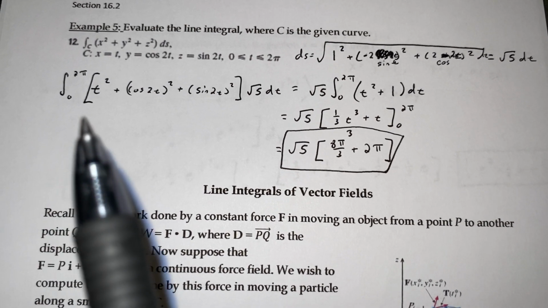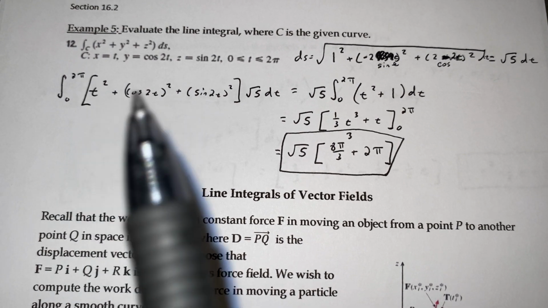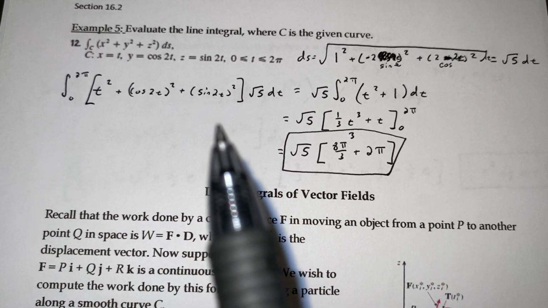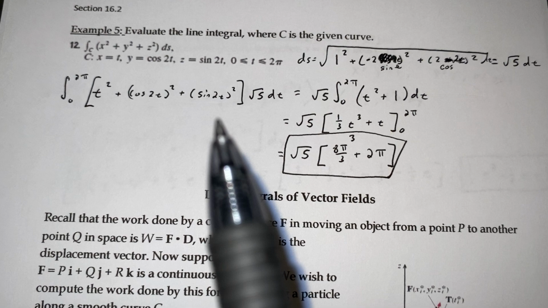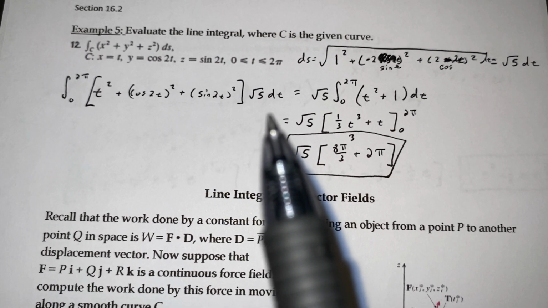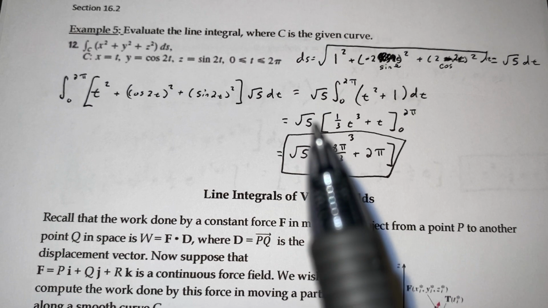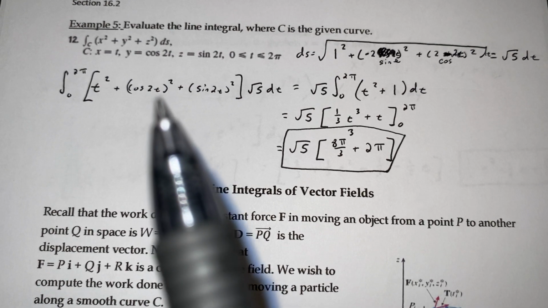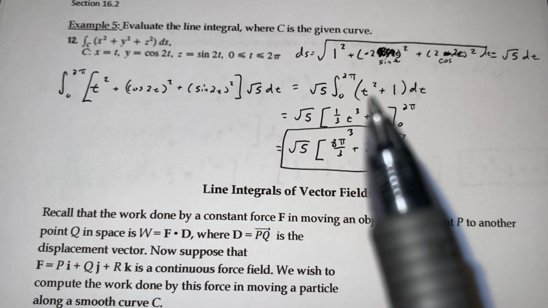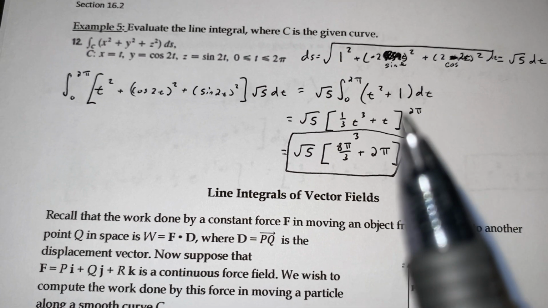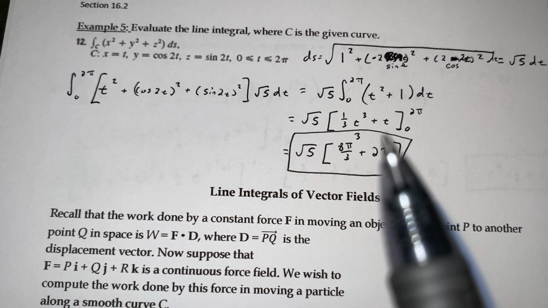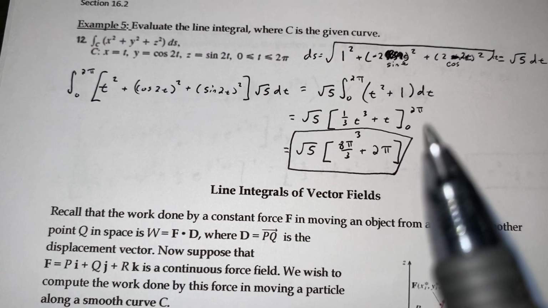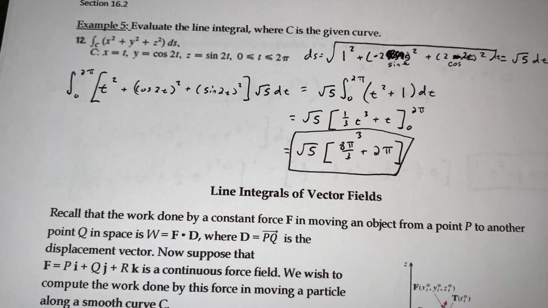All right, now go ahead and substitute this in. So we have 0 to 2 pi, and then plug in our x squared, t squared, y squared, cosine squared 2t, z squared, which is sine squared 2t, times the square root of 5 dt. Then we have the square root of 5, 0 to 2 pi, cosine squared 2t plus sine squared 2t is just 1, so we're left with t squared plus 1 dt. We can integrate that pretty easily: 1/3 t cubed plus t. Plug in the 2 pi, we get 8 pi cubed over 3 plus 2 pi, plug in 0, going to give us 0, and there's our answer.